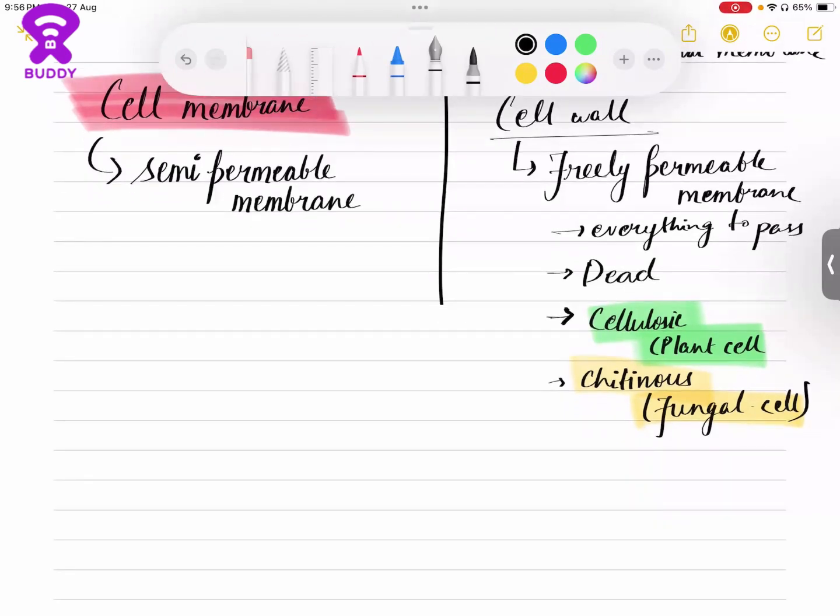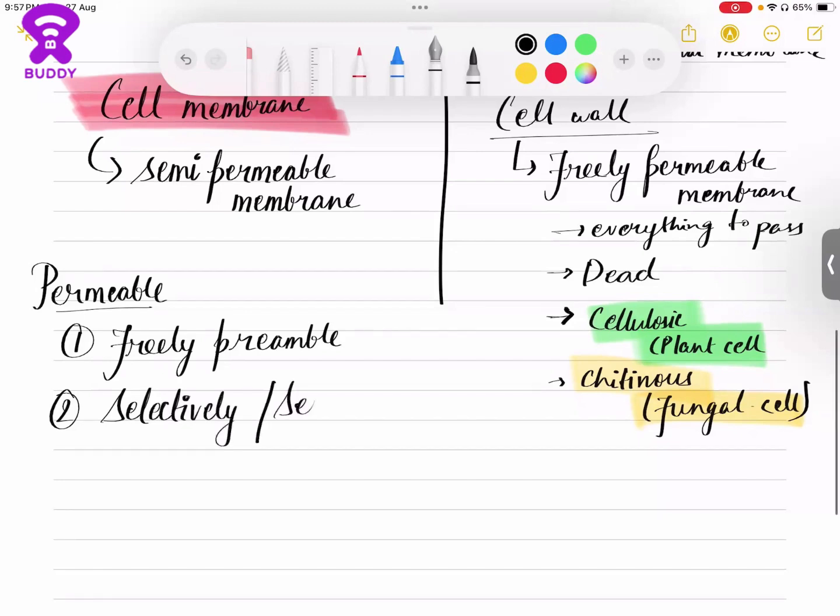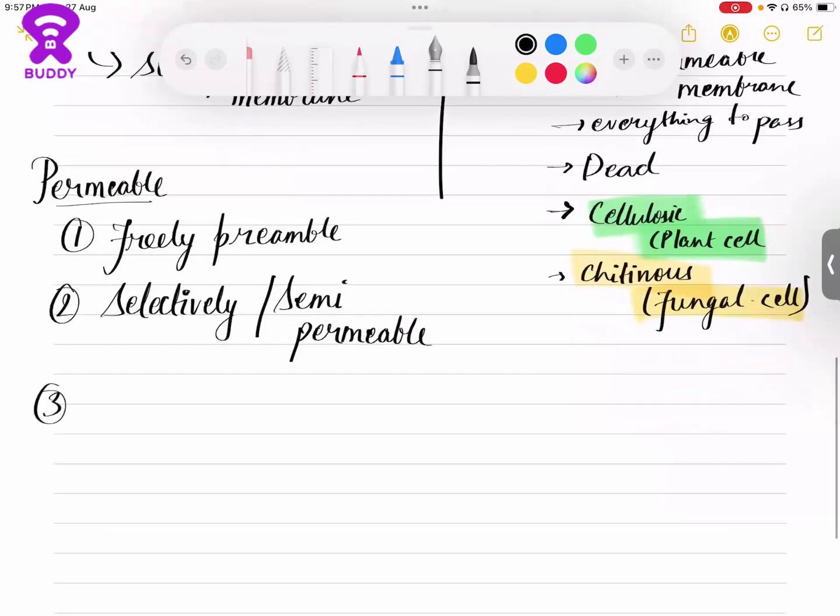Any idea about this term, permeable? Permeable means it allows anything to pass through it, like liquids or gases. The term semi-permeable is derived from the term permeable. Permeable is a term used to determine the quality of a filter. So permeability could be of three types. It could be freely permeable, as we studied about our cell wall. It could be selectively permeable, or you can say semi-permeable. And it could be impermeable.